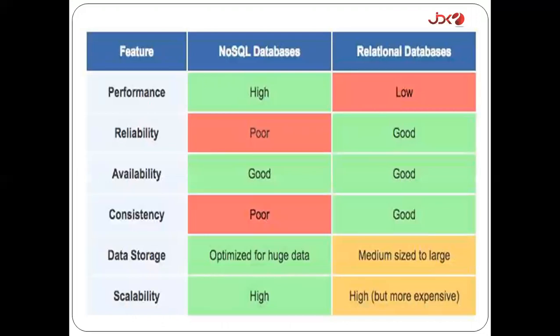Then it's better to understand the features. On performance, NoSQL is high and the relational database is low. On reliability, NoSQL is poor and the relational database is good. Availability is good in NoSQL, and consistency is poor in NoSQL while the relational database is good. For data storage, NoSQL is optimized for huge data. Scalability is high, but it is more expensive: you have to pay more money to increase the scalability.